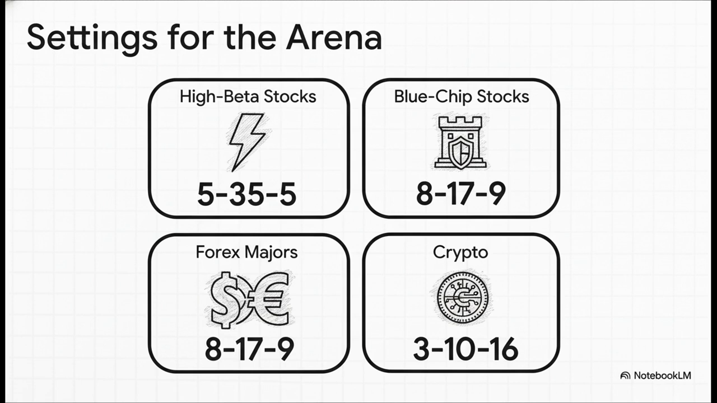In the Forex world, that same 8-17-9 is great for the major pairs, but if you're trading less common exotic pairs, the slower 12-26-9 actually helps filter out some of that choppy noise. And for the wild west of crypto, you need maximum speed, so go with either the 3-10-16 or the 5-35-5.